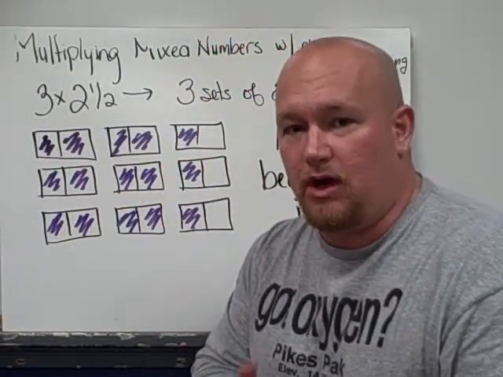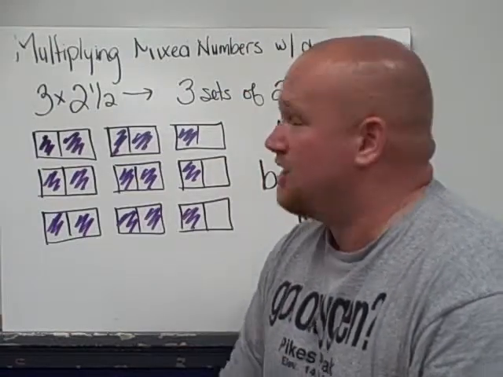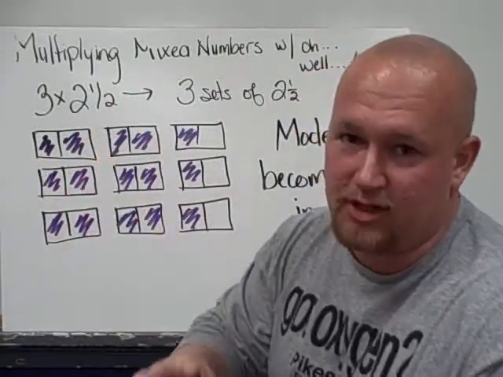All right, we started with multiplying fractions by whole numbers. Then we went on to multiplying fractions. Now we're getting real crazy. We're doing multiplying mixed numbers by pretty much anything.